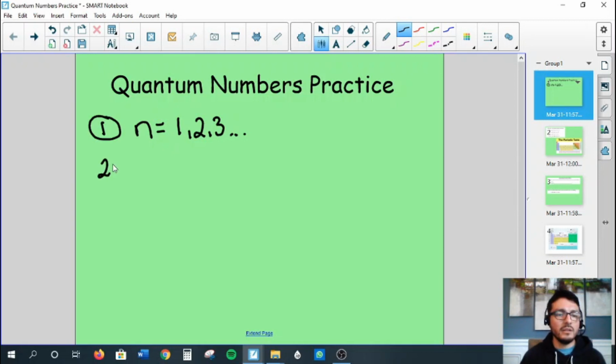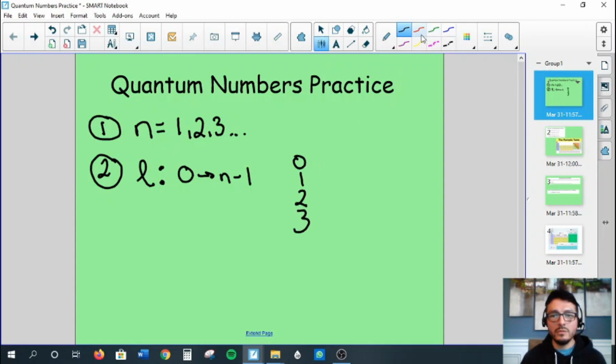Okay, moving on. Our secondary quantum number, referring to the subshells, is symbolized by the letter l. Now, l can have a range of numbers that relates to n, and that range is 0 to n minus 1. These have the values 0, 1, 2, and 3, where 0 represents the s orbital, 1 represents the p orbital, which is really that dumbbell shape, 2 represents the d orbital, and 3 is the f orbital.